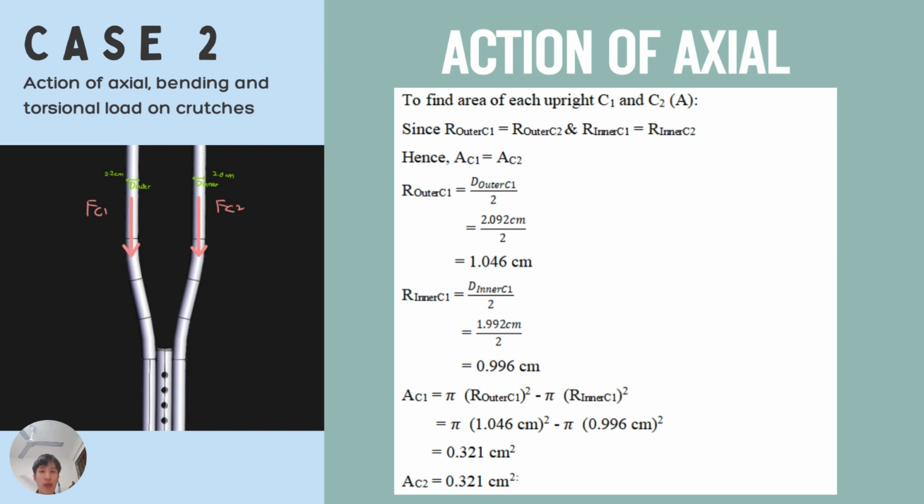because the important parameter of area, which is the radius of upright 1, is equal to upright 2. So we can conclude that the area calculated at the end of the calculation is equal to AC2. Okay, next.